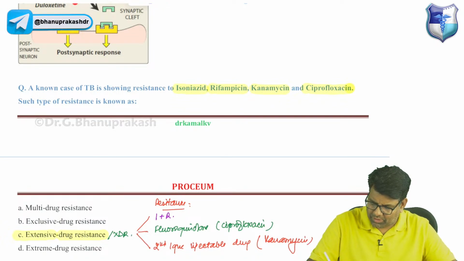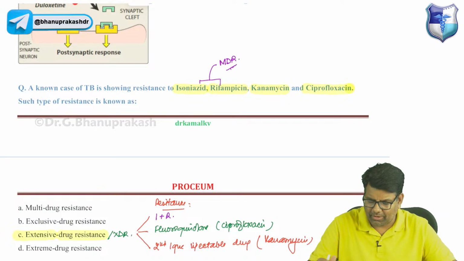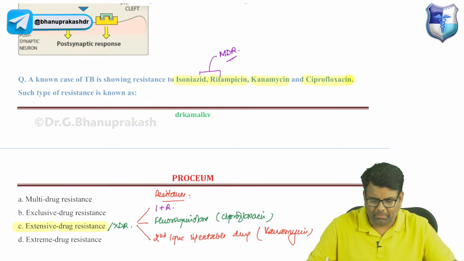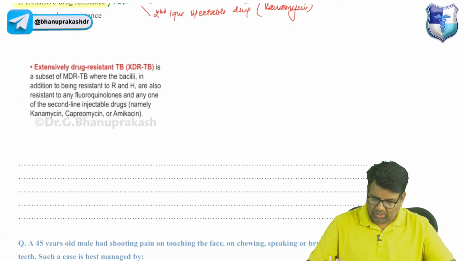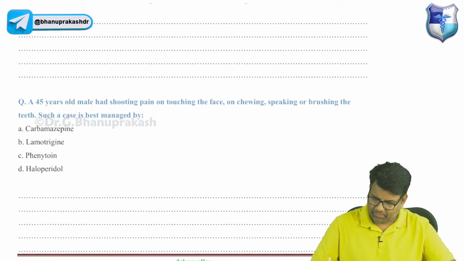I think most of you must be remembering there is only isoniazid plus rifampicin. We will call it MDR, that's simple. So this is XDR TB.